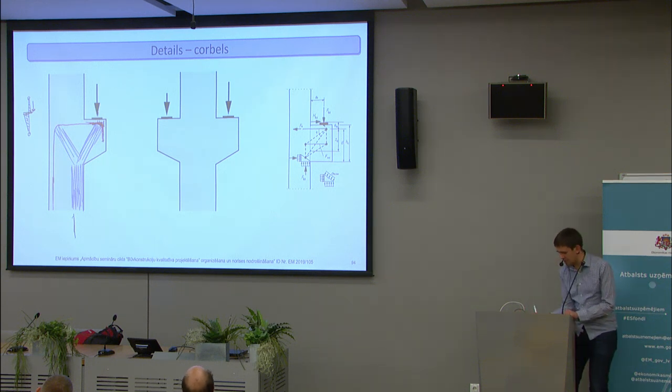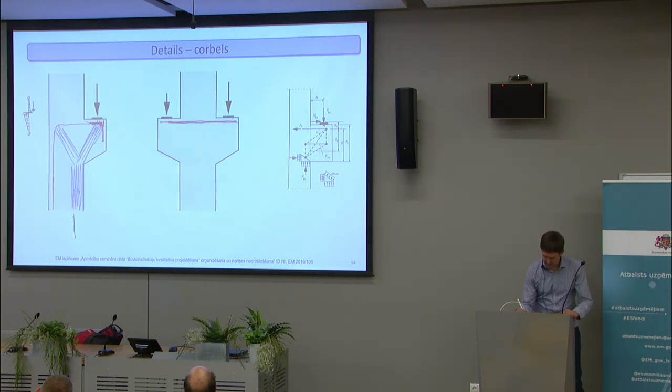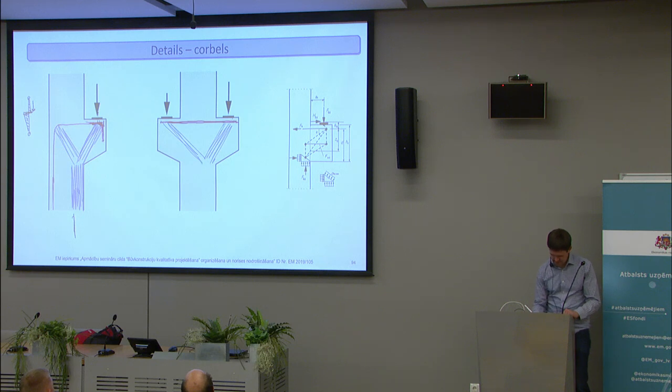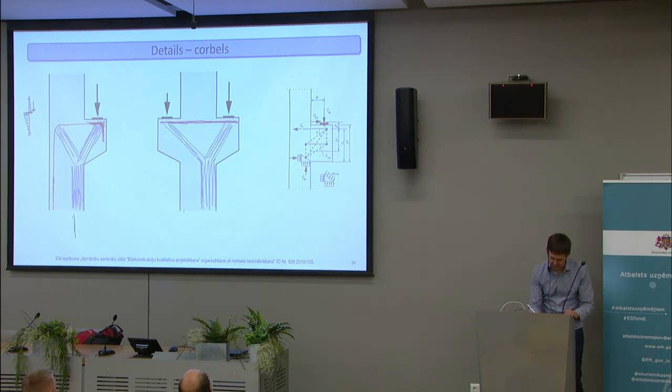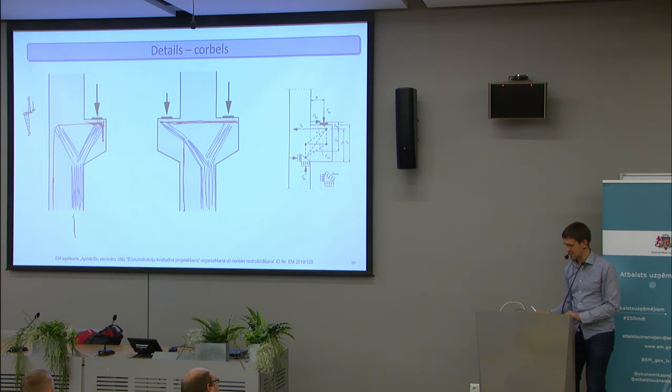Now, if we have two corbels on both sides, and the loads are not equal in them, then it's actually enough to put a straight bar in here, because the compression struts will then be like that, and this will create uneven compression. And if we have tension in the cross section or in the column below, then we can anchor it in here, and we get the tension in here from the deviation of this compression strut.